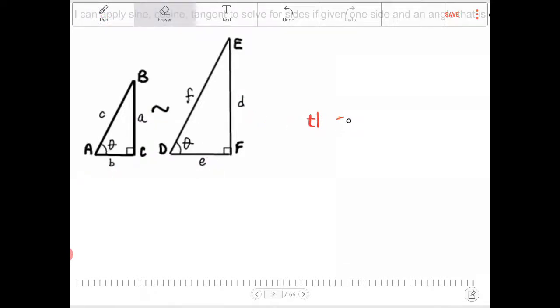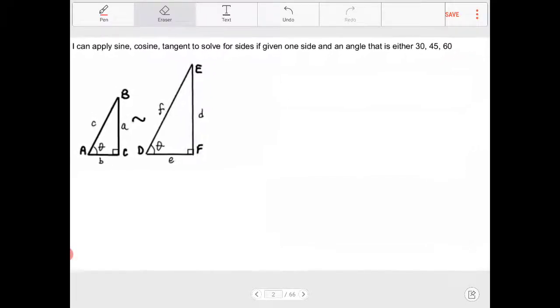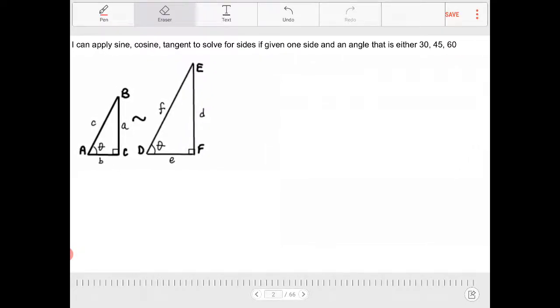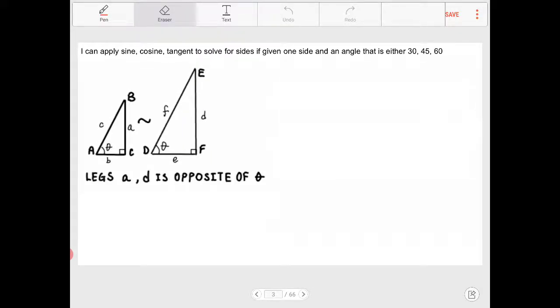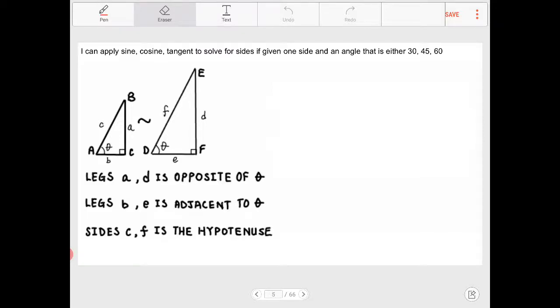All right, so with that in mind, this gives us some more to play with in our ability to communicate. Yes, legs A and D are going to be opposite of theta. I encourage you to write that down so that you can understand what I mean when I say it's a side length that's opposite to. Again, when you're opposite of something, you're facing that object. Legs B and E, they're adjacent to theta. And then, of course, sides C and F, they're the hypotenuse of the right triangle.